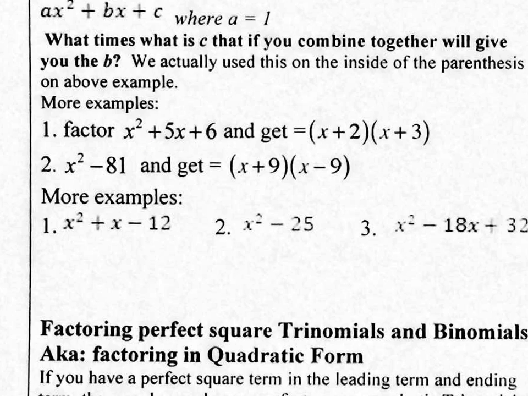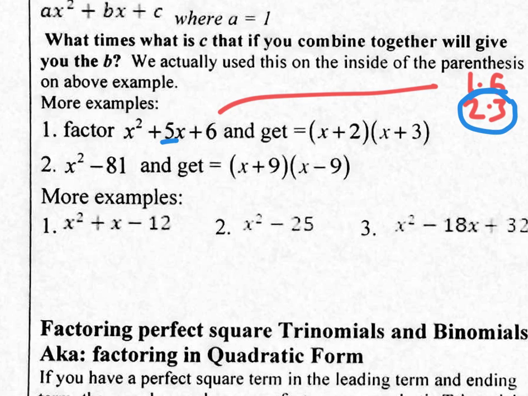Now, if you don't find out those pair of numbers right away in your head, you could go ahead and make a list. What times what is 6? Well, 6 is 1 times 6 or 2 times 3. That's the only way to get 6. Now, if we look at the middle term, it's 5, right? So if I add 1 plus 6, do I get 5? No, I get 7. If I add 2 plus 3, do I get 5? Yes, I do. So this is the right pair of numbers. All you do is put the 2 right there, the 3 right there, and you're done. You factored it. Now, of course, if you were to distribute this, you would get back to this quadratic trinomial.